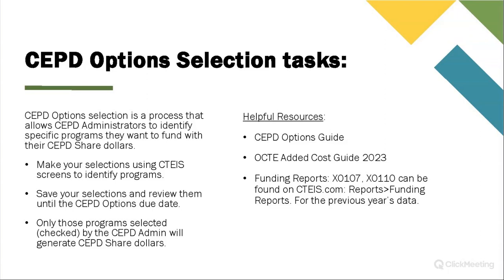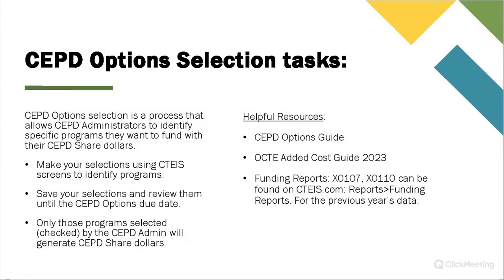As a CPID administrator during the spring, you have the responsibility of making your selection for CPID options. CPID options is a selection process that allows the CPID administrators to identify specific programs they want to fund with their CPID share dollars. You make your selections using the CETA screens to identify programs. You can save your selections and review them up to the CPID options due date. So you can go in, make selections, come back, make more selections, all the way up to the due date.